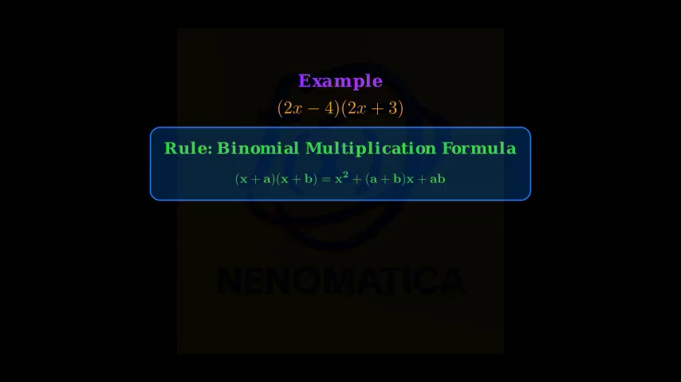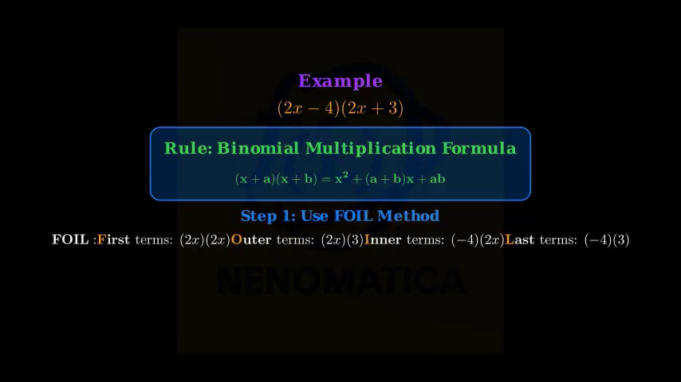In our problem, we need to expand (2x - 4)(2x + 3). We can apply the formula directly, but let's use the FOIL method to make it clearer. FOIL stands for first, outer, inner, last, which reminds us to multiply each term in the first binomial with each term in the second binomial. Let's begin by expanding using the FOIL method.